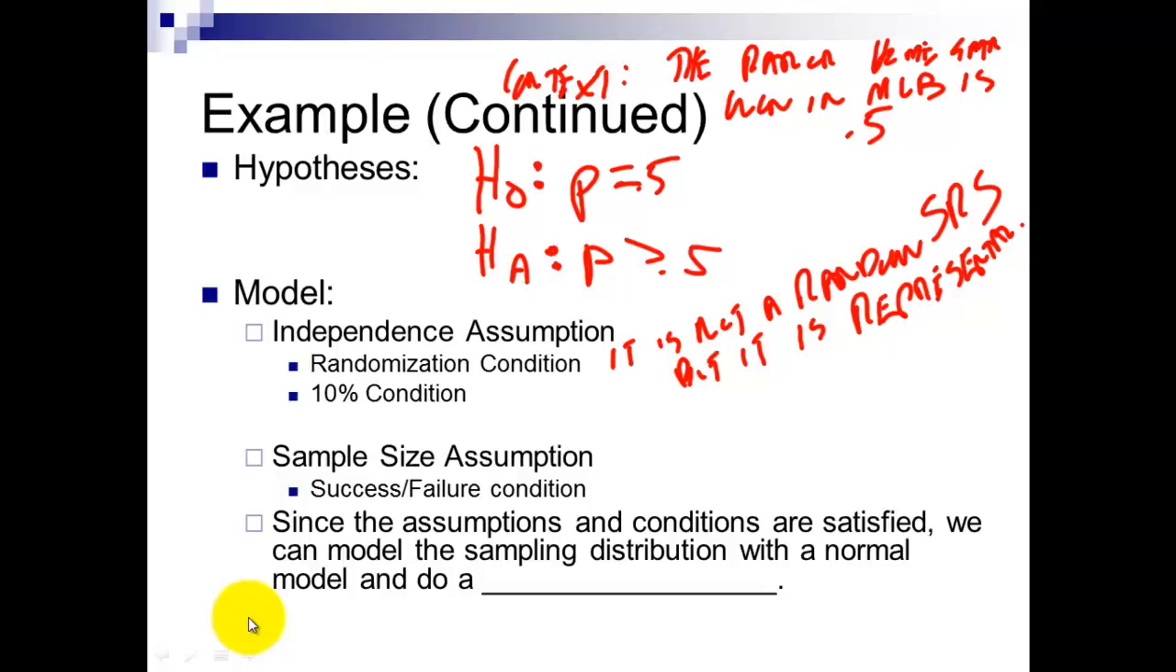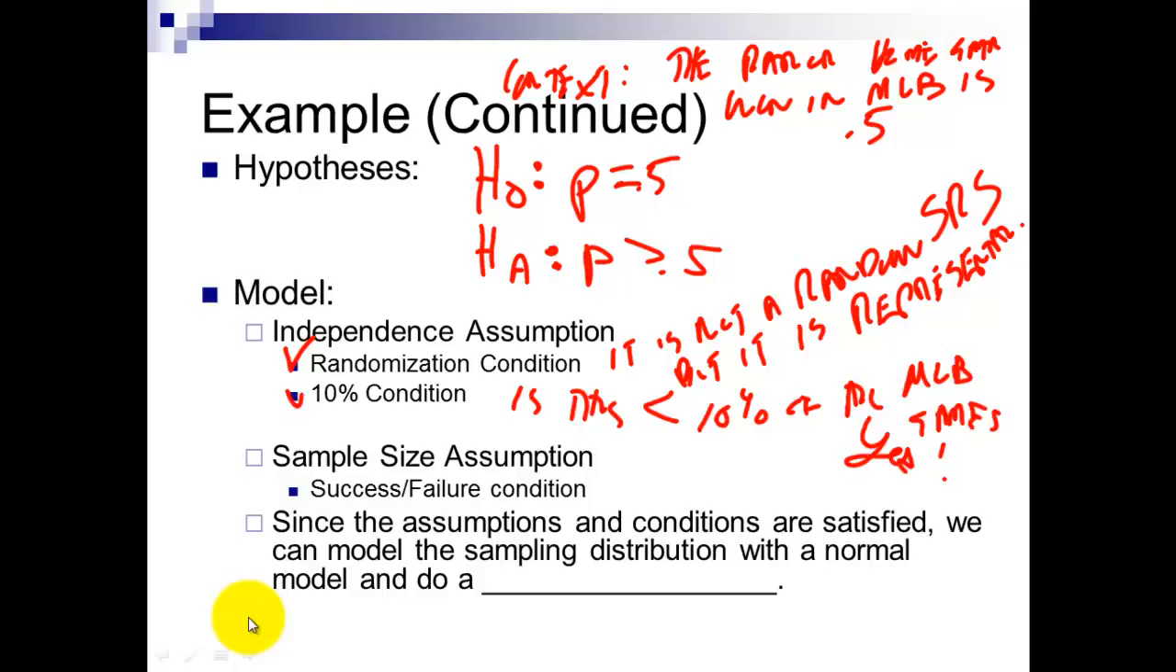I'm not saying it's... Do we have the 10% condition? Now, careful on the 10% condition. Is this less than 10% of all MLB games? I would say yes. Okay, so let's check on that. How about the success-failure condition?